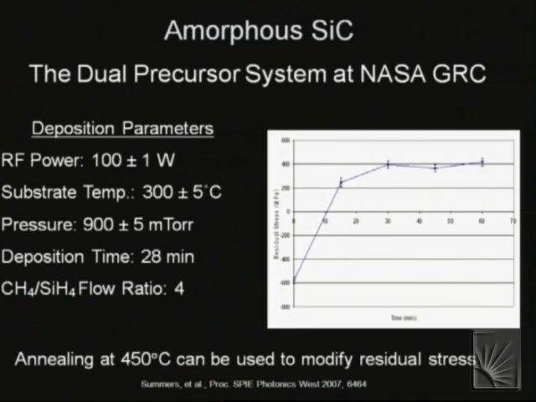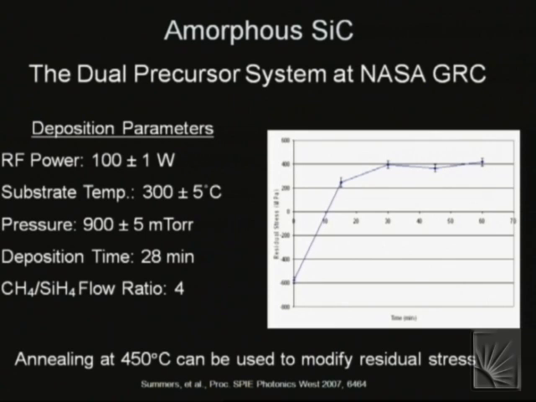At the NASA Glenn Research Center, the system they have is a dual precursor system that uses methane and silane as the precursors. And we can deposit carbide films in a reasonable amount of time using the parameters shown here. Take note of the temperatures, about 300 C. When we look at the mechanical stress, residual stress in these polymers, we find it to be egregiously high, minus 600 megapascals compressive, which is too high for our liking.